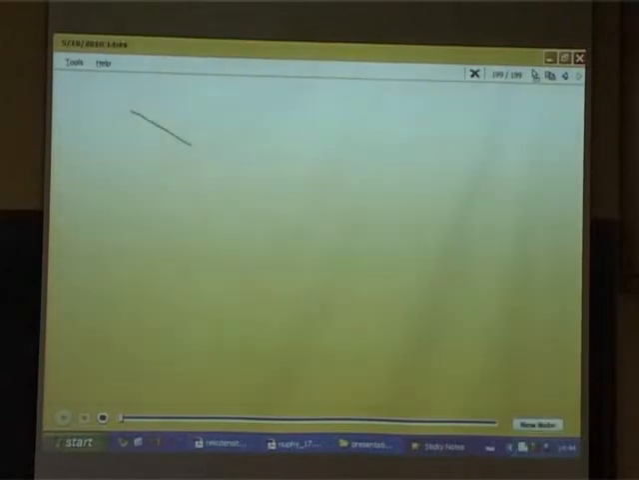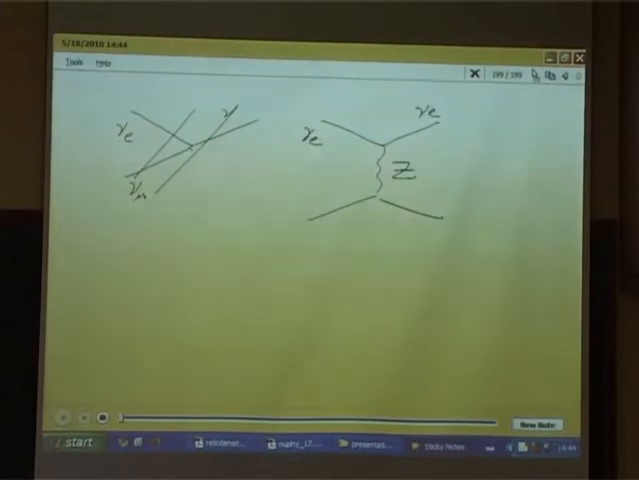For example, you can have interactions where you have a ν_e coming in with momentum p, and a ν_μ coming in with momentum k, and a ν_e going out with momentum p and a ν_μ going out with momentum k. This is like forward scattering. Remember the forward scattering for electrons, we had a diagram like this. We had ν_e coming with momentum p, and electron going out with k.